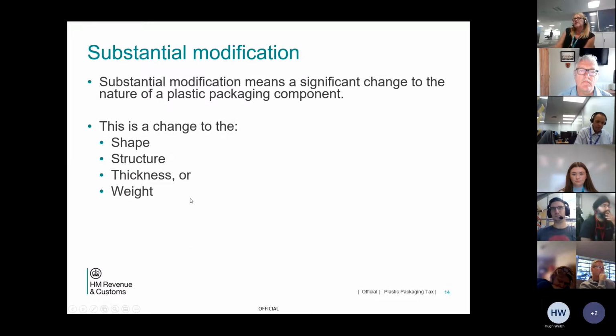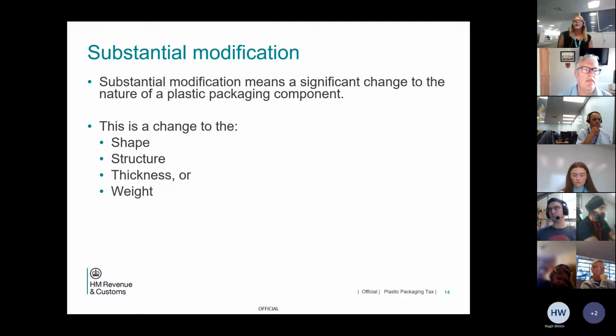Substantial modification I mentioned before. This means where there's been a significant change in the nature. That could be its shape, maybe making it into a bag. It could be structure, some other sort of process, thickness, perhaps adding more plastic to it, or the weight. When we talk about weight, potentially printing.